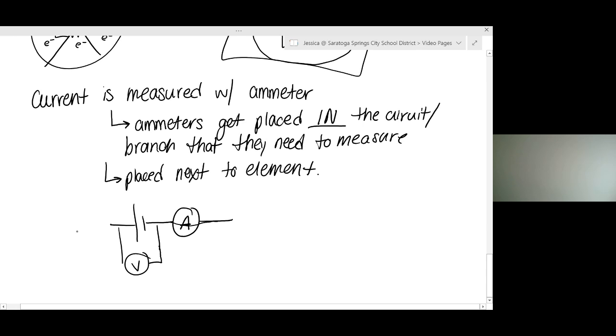And if you look at it, the V in a voltmeter kind of looks like a bridge, so it's another easy way to remember that.